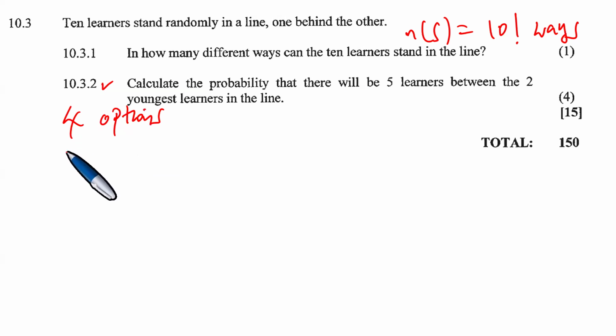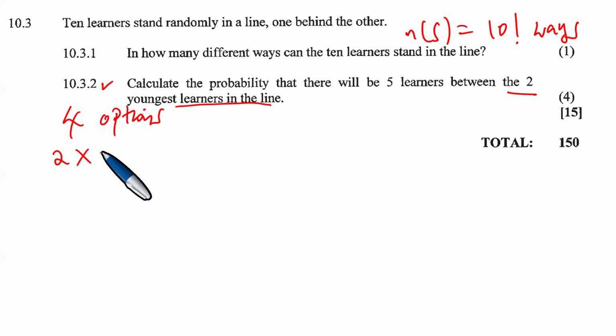Right. So if you have a total of 10 positions, we can proceed as follows. Now if you have the 2 youngest learners in the line, the 2 youngest learners can be chosen in exactly 2 ways.